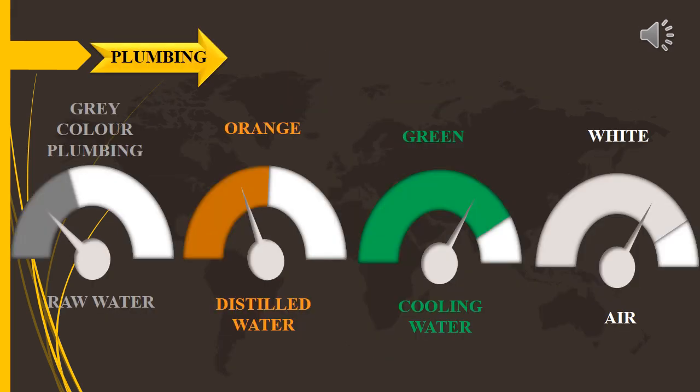Next, coming to plumbing, there is a color code for different plumbing systems that we are going to discuss here. For raw water plumbing, the plumbing should be made with grey color. For distilled water, it should be orange. For cooling water, it is green. For air, it is white. This is about the plumbing system.